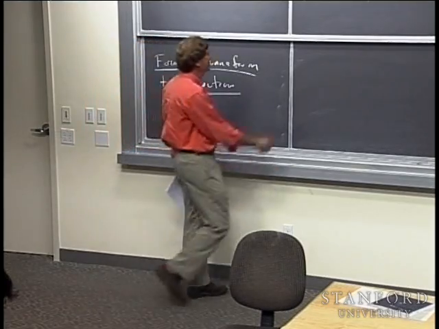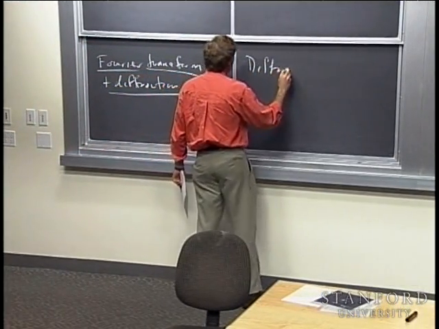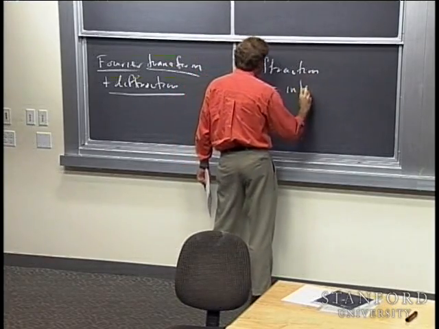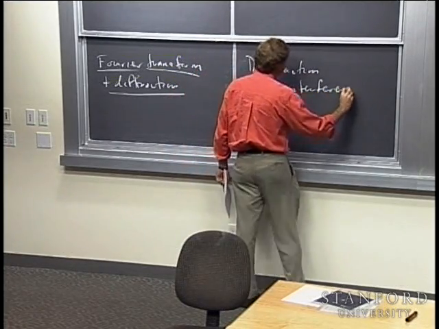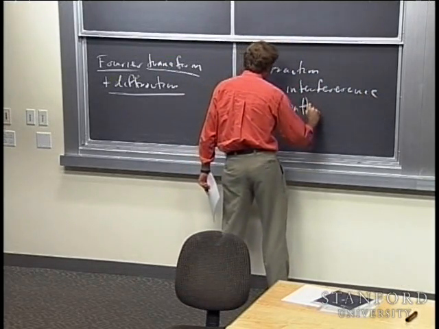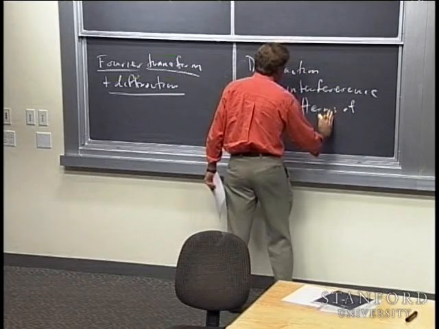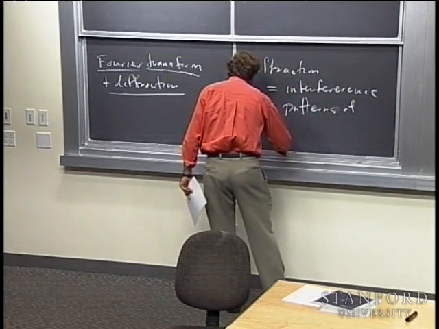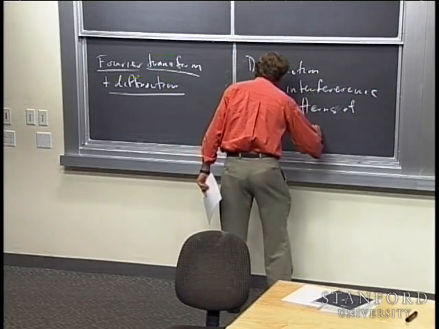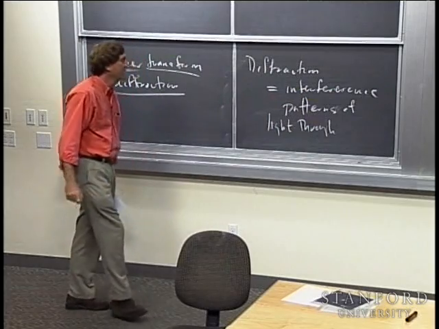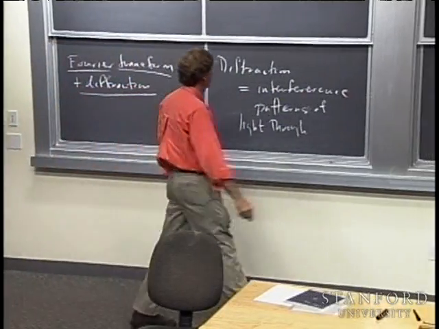Diffraction for us, I consider pretty much identical to interference phenomena associated with light. So diffraction is one term for it, but it is pretty much equal to interference patterns that light makes passing through apertures. This is not the only way that diffraction can be talked about, but that's the way we're going to talk about it, through apertures, through holes.